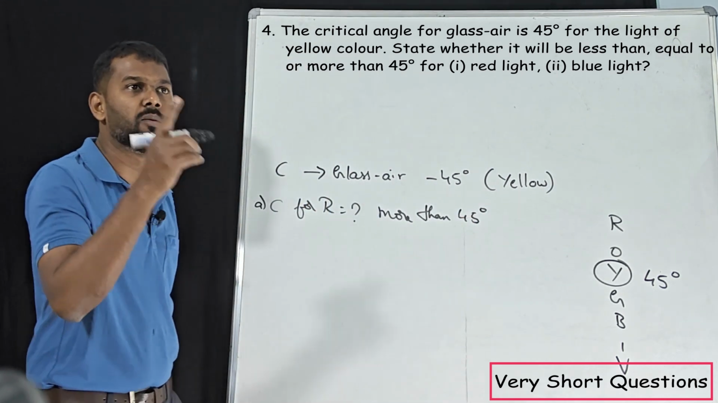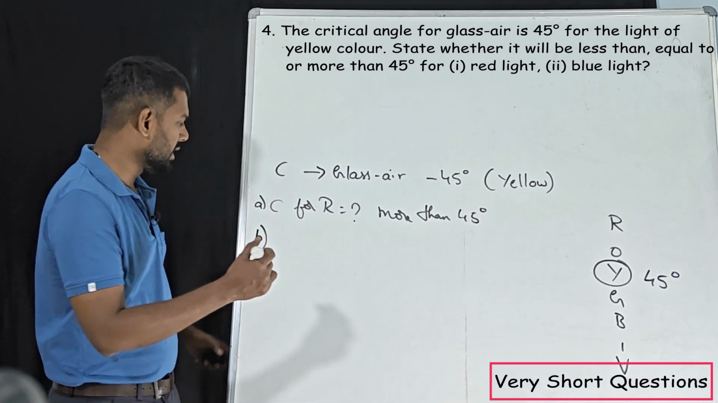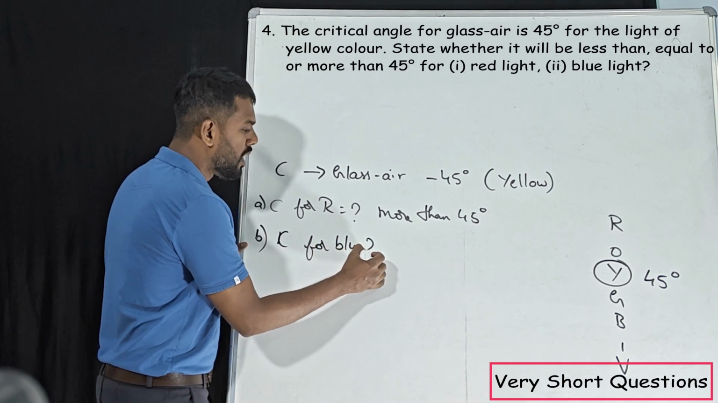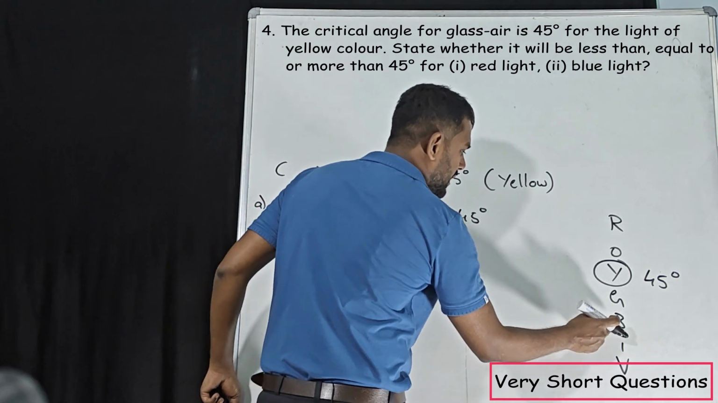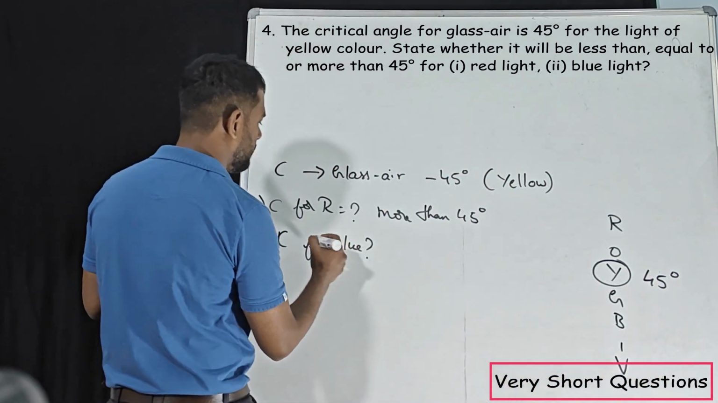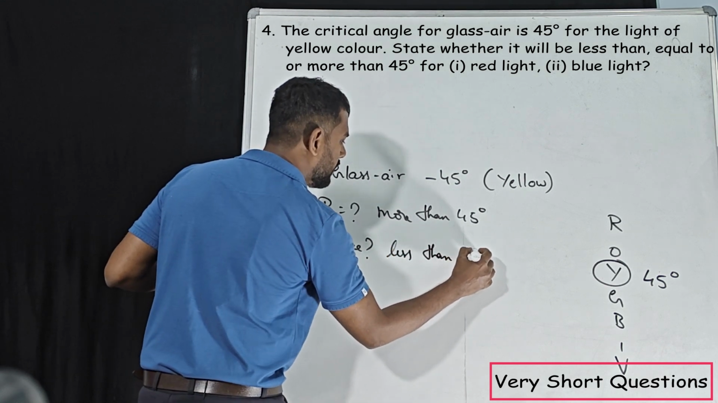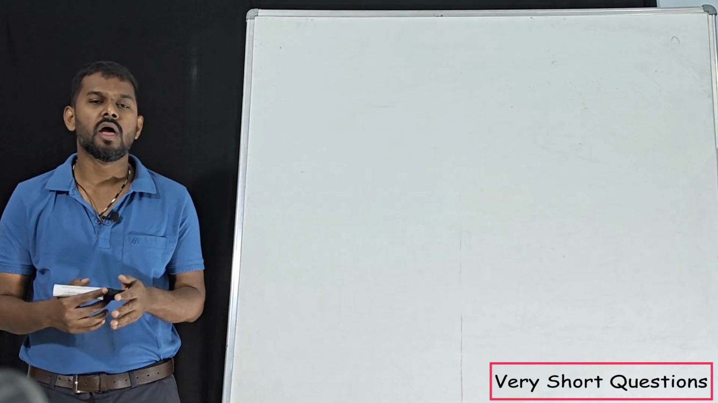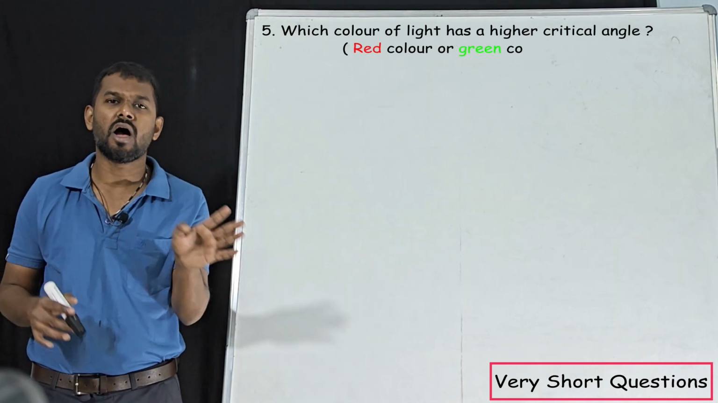Then we are talking about one more color, which is blue light. The critical angle for blue has to be compared with yellow. Yellow is here, blue is here. So if this is 45, this will be less than 45. So for blue it is less than 45 degrees. That's it. Our next question: which color of light has the higher critical angle, red or green?